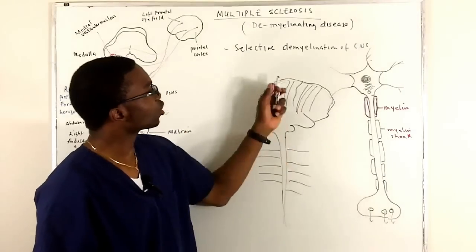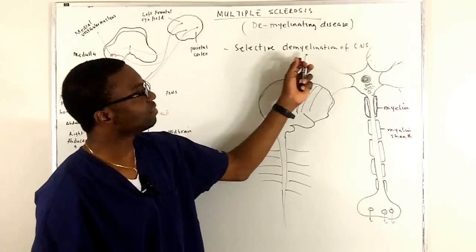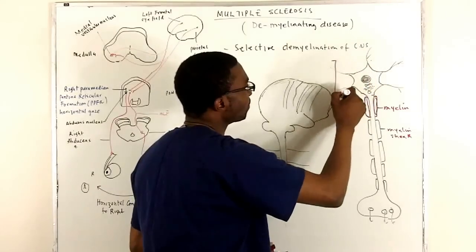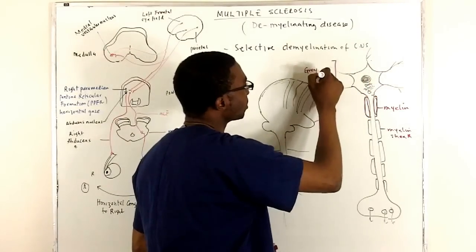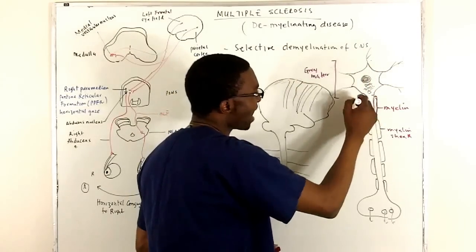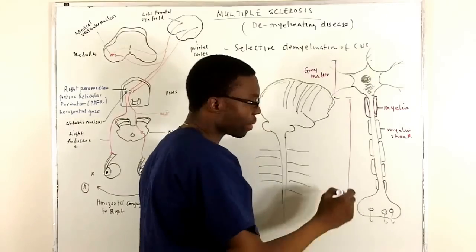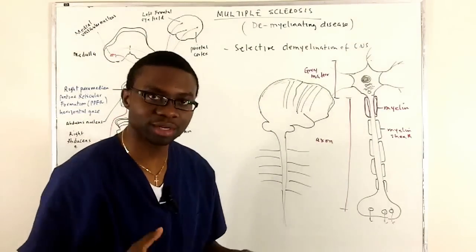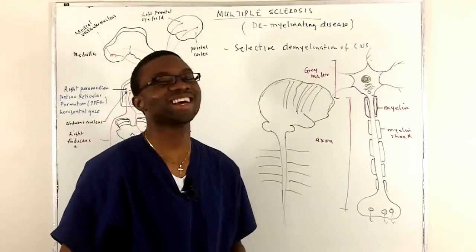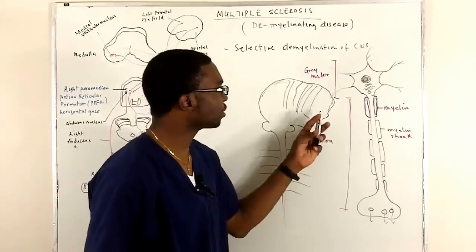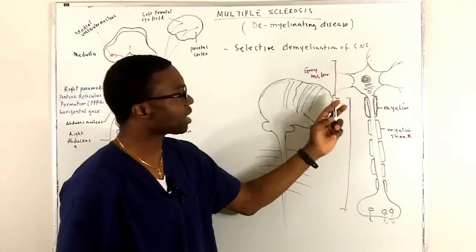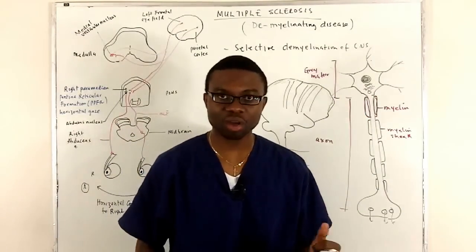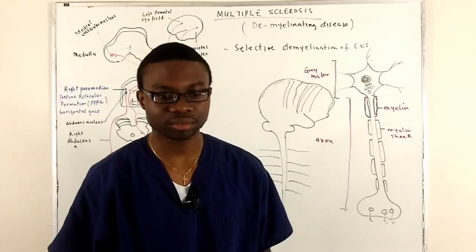However, we're talking about selective demyelination of the central nervous system. This part of the neuron is what forms the gray matter, and the white part that I was talking to you about is the axons. They can call them fascicle, axons, tracts. They mean the same thing. Now those gray matter from the outside of the brain, the white matter is now the axons of the neurons.